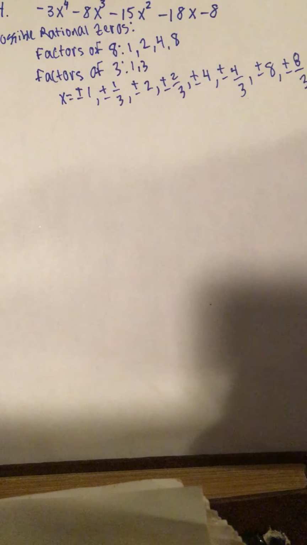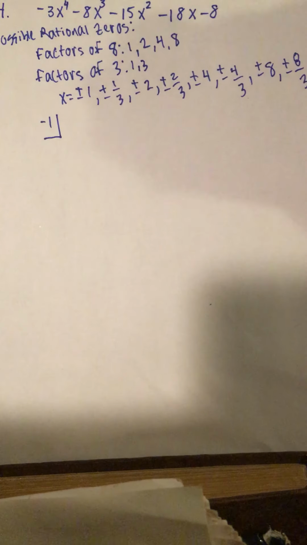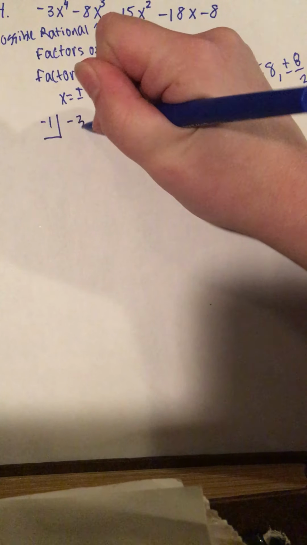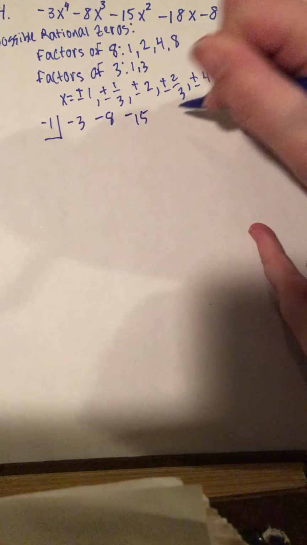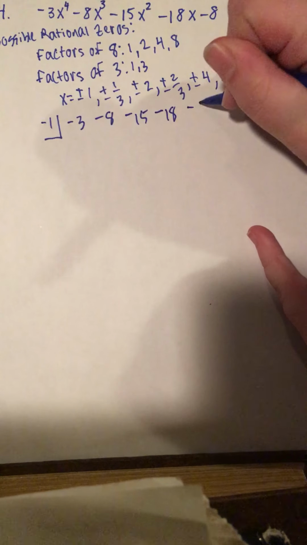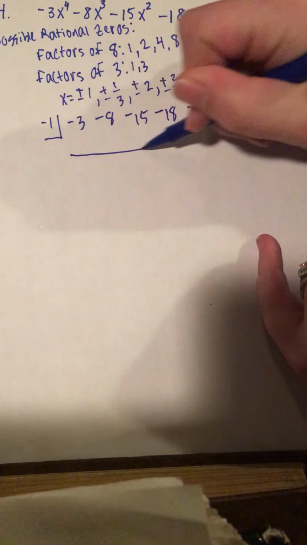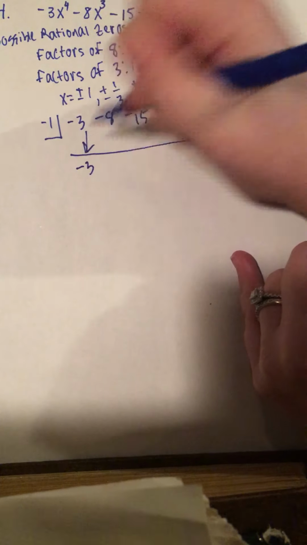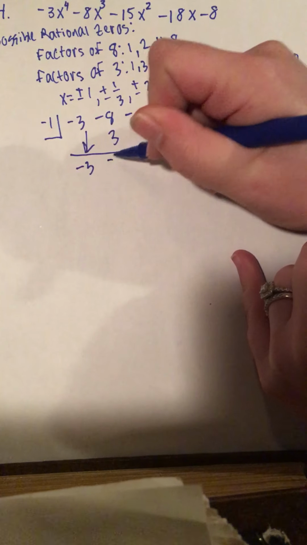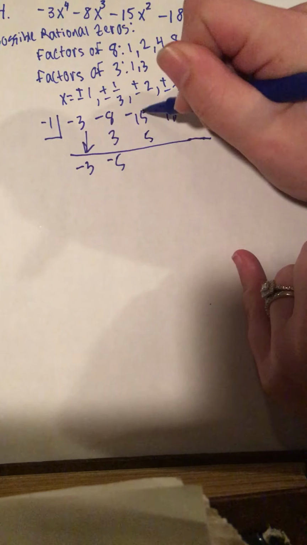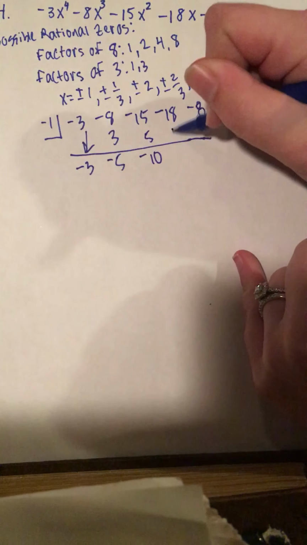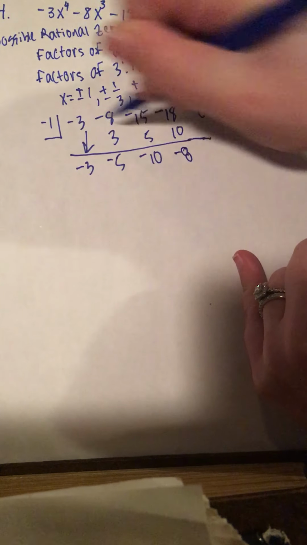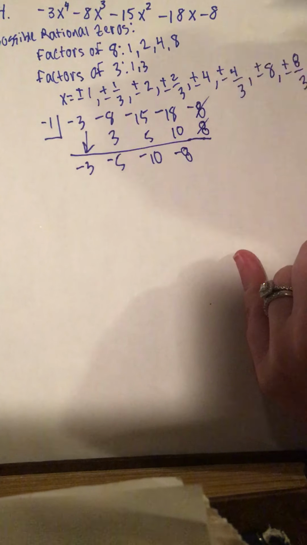So we're going to take that negative 1, put it in our box for our synthetic division, line up our coefficients from the polynomial. You have negative 3, negative 8, negative 15, negative 18, negative 8. Leave some space and draw a line. Bring down negative 3. Multiply, we get 3. Add, we get negative 5. Multiply, we get 5. Add, we get negative 10. Multiply, we get 10. Add, we get negative 8. Multiply, we get 8. And then those cross off.